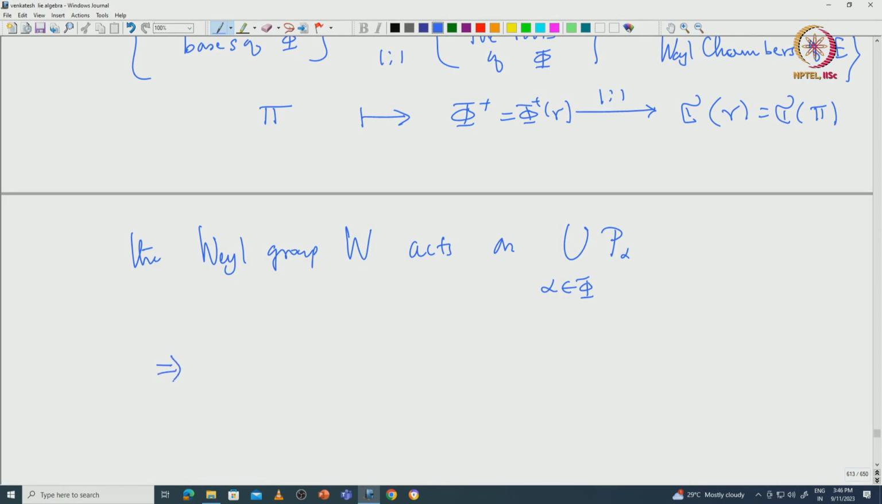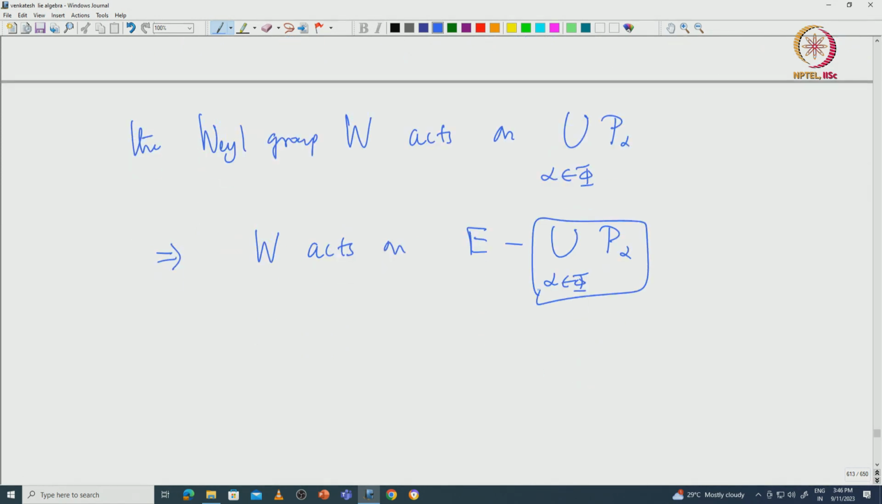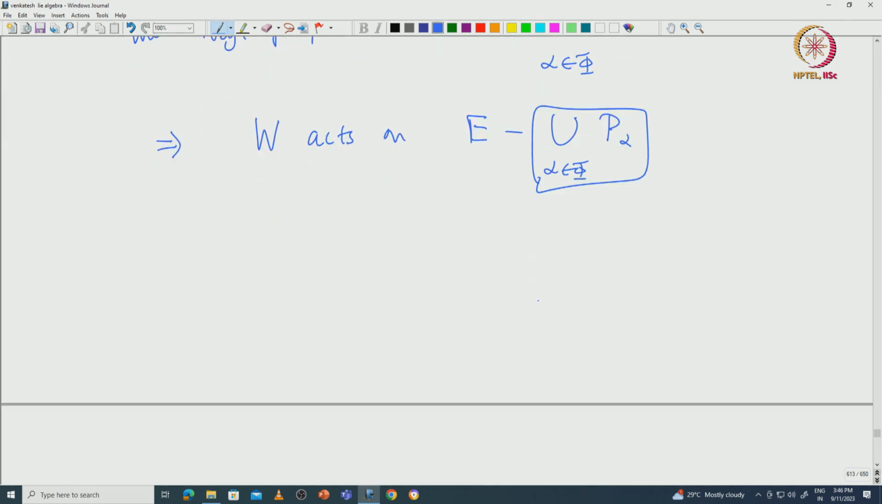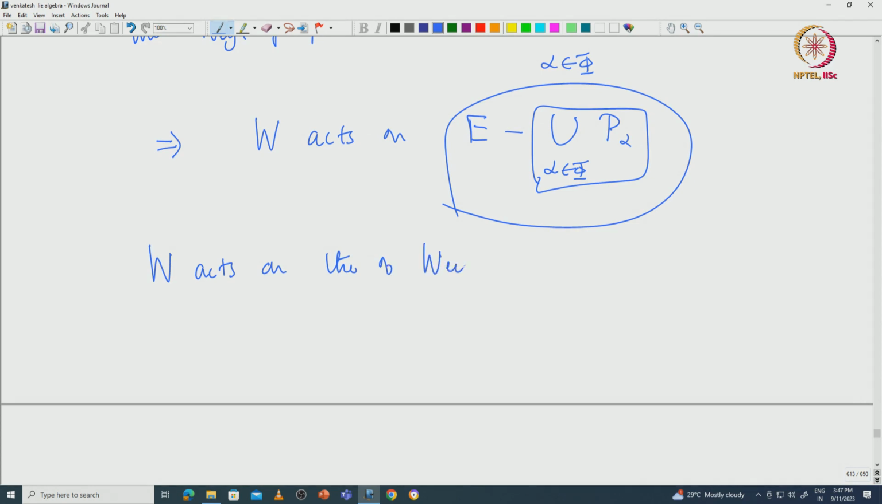So, that forces this Weyl group to naturally act on this complement, E minus the union of P_alpha for alpha in phi. Because the union is W-invariant, its complement is also W-invariant. Since each element of W acts as an isometry on E, the connected components of E minus the union of P_alpha must be mapped to connected components. So in particular, W acts on the set of Weyl chambers.